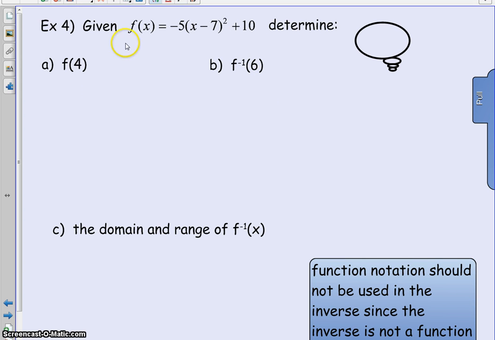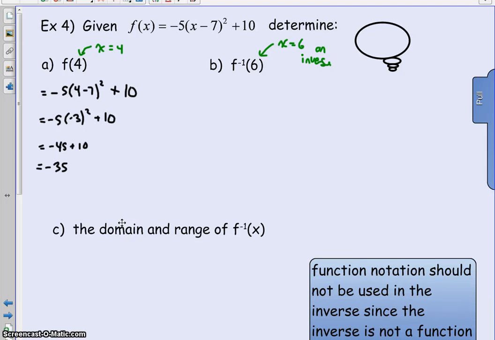So remember the notation here. f at 4 means that x is equal to 4 on the original function. What's y? f inverse at 6 would mean x equals 6 on the inverse. Okay, so I want you to think about how you go about doing both of these and actually give them a try. Push play when you're ready to go through them together.